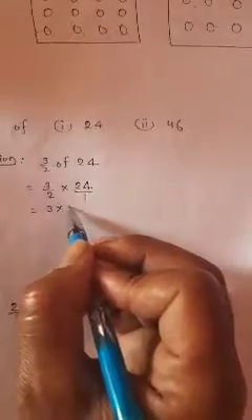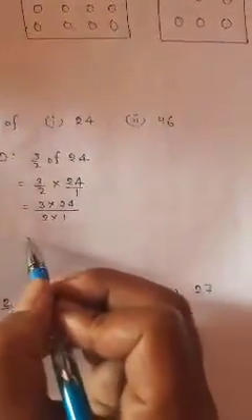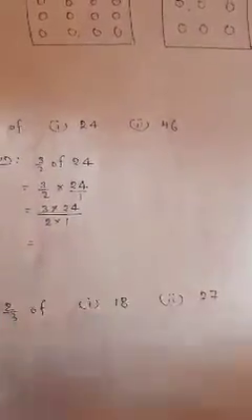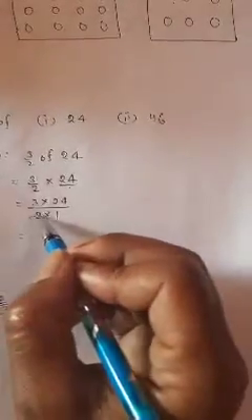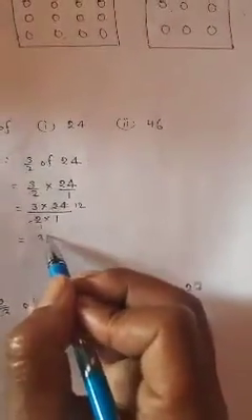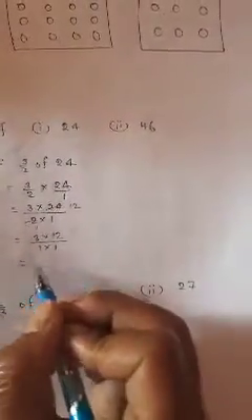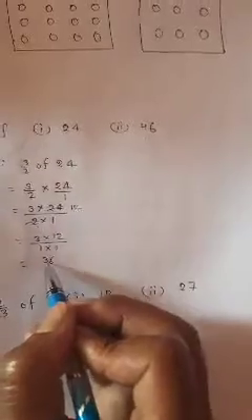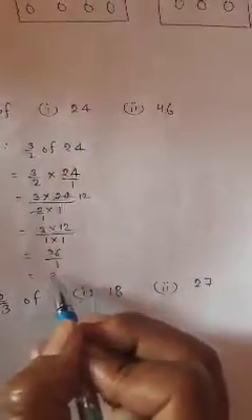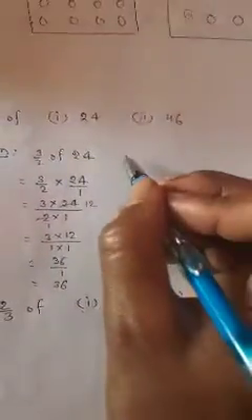Now how do we multiply fractions? Numerator multiply numerator and denominator multiply denominator. Now students, 2 and 24 both are divisible by 2. So 2 ones are 2 and 2 twelves are 24. Now in the numerator we have 3 and 12, and in the denominator we have 1 and 1. Now 3 twelves are 36, and in the denominator 1. Whenever there is 1 in the denominator, no need to write it. It means 36 is the answer.